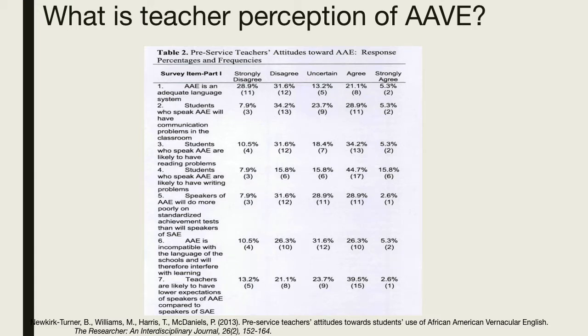In 2013, Newkirk, Turner, Williams, Harris, and McDaniels repeated Gupta's study with pre-service teachers to see if their attitudes towards AAVE speakers were different, but they weren't. Pre-service teachers were also found to perceive AAVE as an inadequate language system. They perceived that students who spoke AAVE had a communication problem, and that they were likely to have problems with reading and writing, standardized achievement tests, and that it would interfere with learning. And again, most even admitted to having lower expectations of AAVE speakers compared to those who spoke the mainstream dialect.